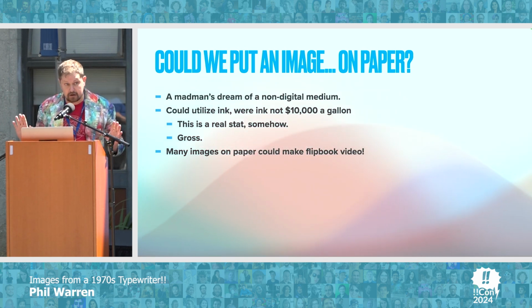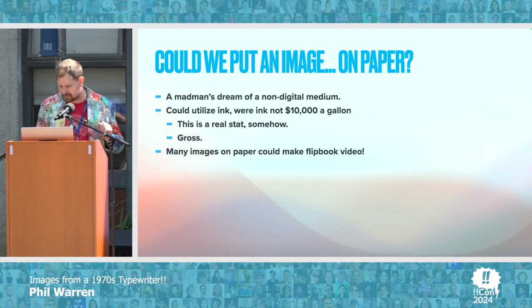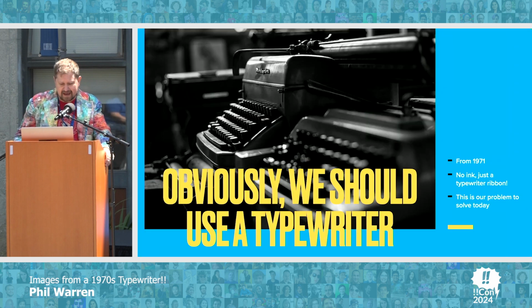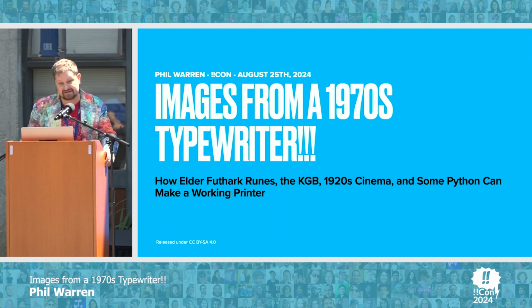Now, the ink alone would cost nearly $10,000 a gallon, so this is a fool's dream, but if some magnificent machine could do this, we could even make a flipbook and create video. And that led me to conclude that obviously we need to use a typewriter to do this, from 1971, and then find a way to make both images and video with it, which is the problem we're trying to solve today. Today, we're going to get images from a 1970s typewriter.